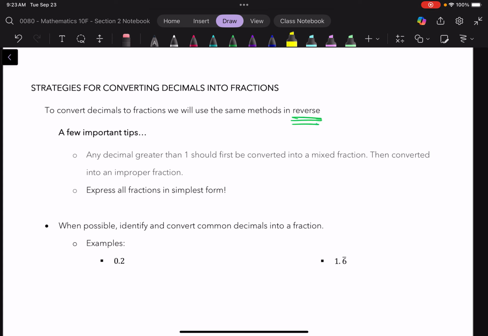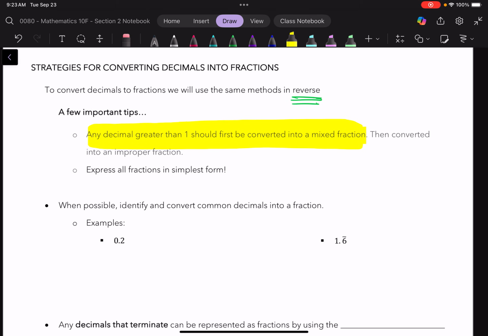Now, big important tip to identify first is that every time we have a decimal that is greater than 1, so like 1.5 or 31.125, and when we talk about greater than 1, we're talking about magnitude, not direction. So I could be talking about negative 6.3 repeating. What we're going to do first, always in those instances, is convert to a mixed fraction first and then into an improper fraction.